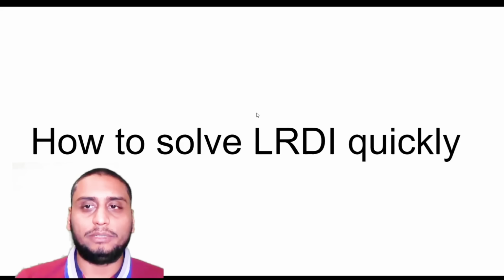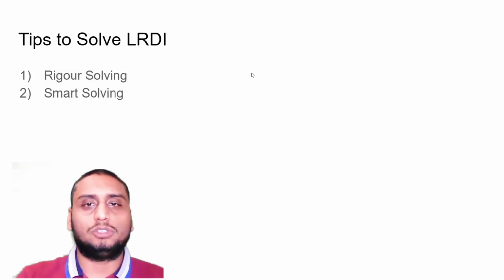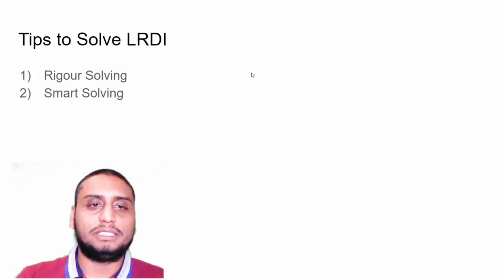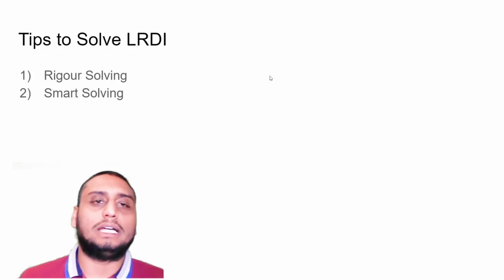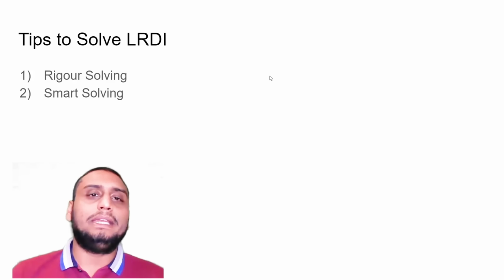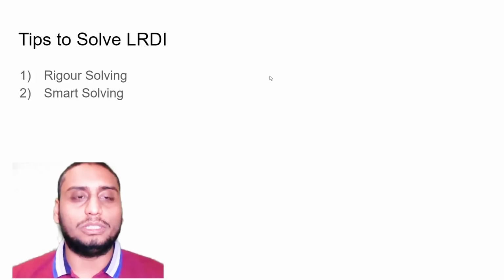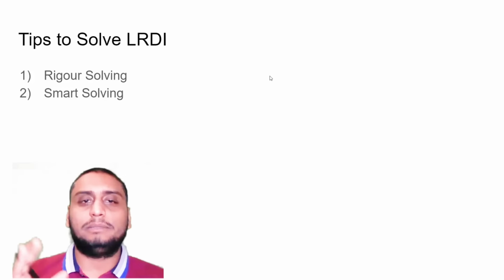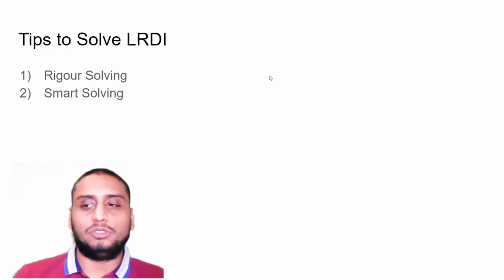So how to solve LRDI quickly? There can be basically two methods to solve any LRDI. One is the tried and tested, which is rigorous solving: you learn all the conditions, plot all the charts and tables, whatever is needed to solve it, and try to eliminate conditions one by one, put in new conditions whenever you get to know them in the solve, and then prepare the final answer or the multiple cases that there are, and then approach it.